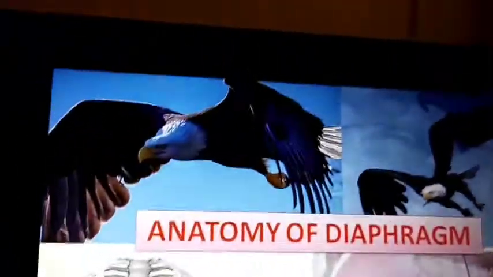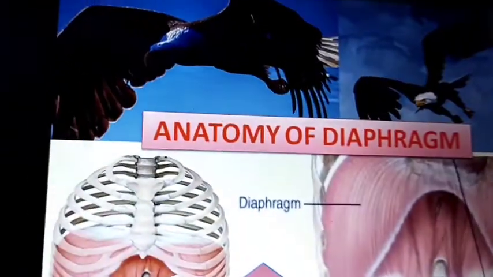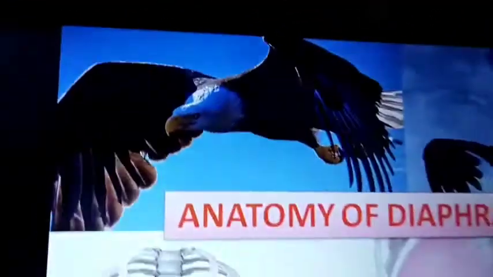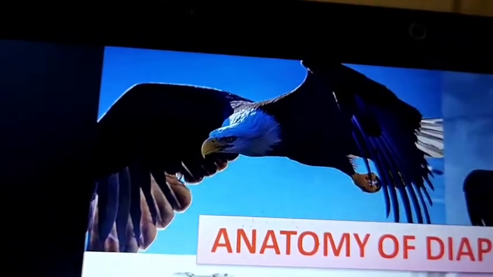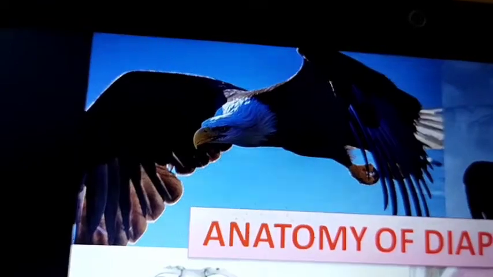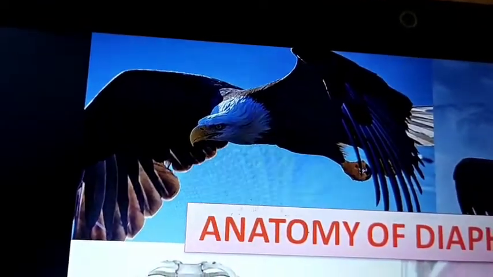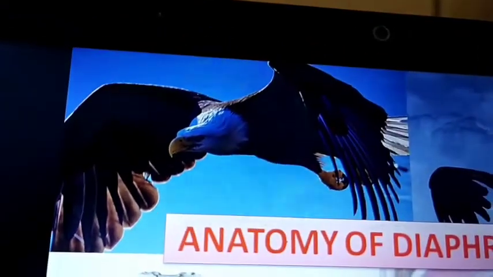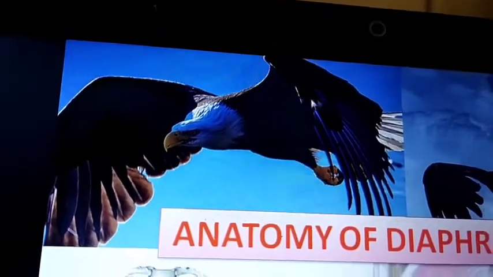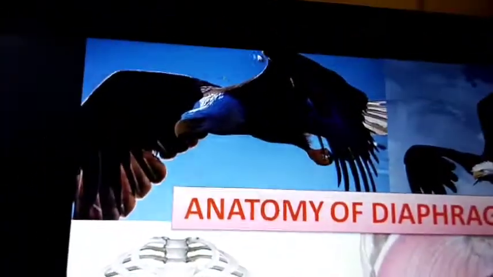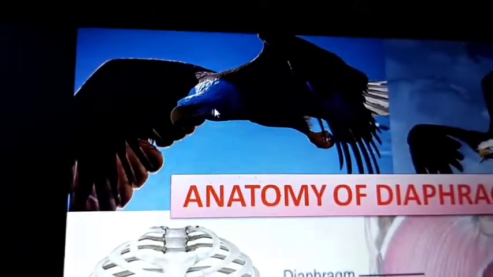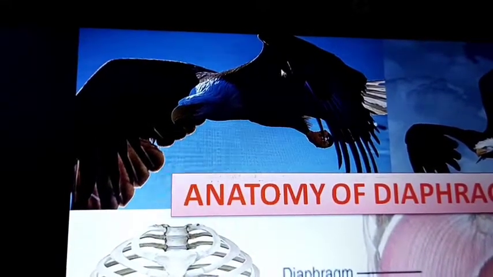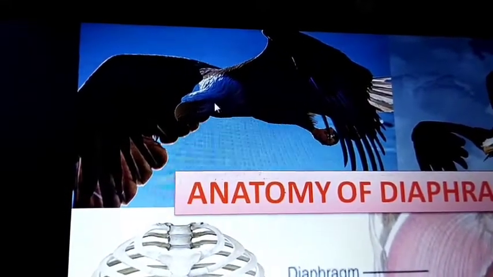For easy understanding, the arrangement of the diaphragm is like in this picture where the eagle is flying. In that same way, the wings are arranged, and the arrangement of the diaphragm is there. In that there is the body of the eagle in the center, and the wings are attached to the body of the eagle.